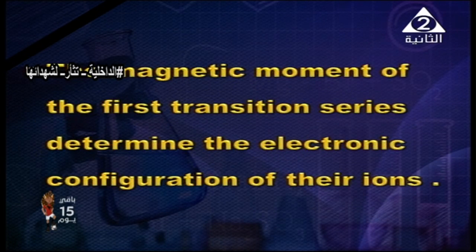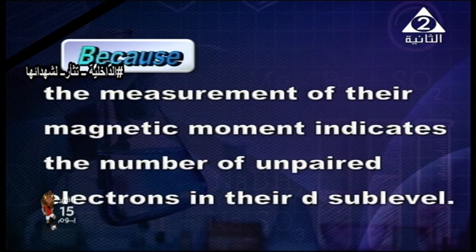Next point. The magnetic moment of the first transition series determines the electronic configuration of their ions. The reason for that is that the measurement of their magnetic moment indicates the number of unpaired electrons in their d sublevel.